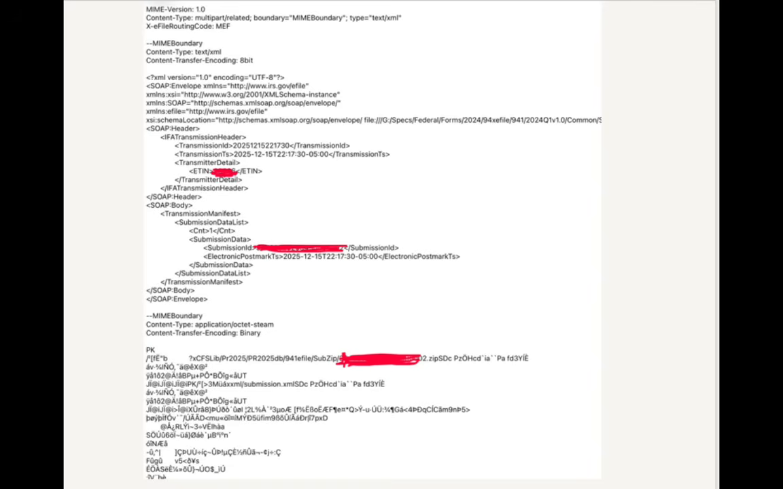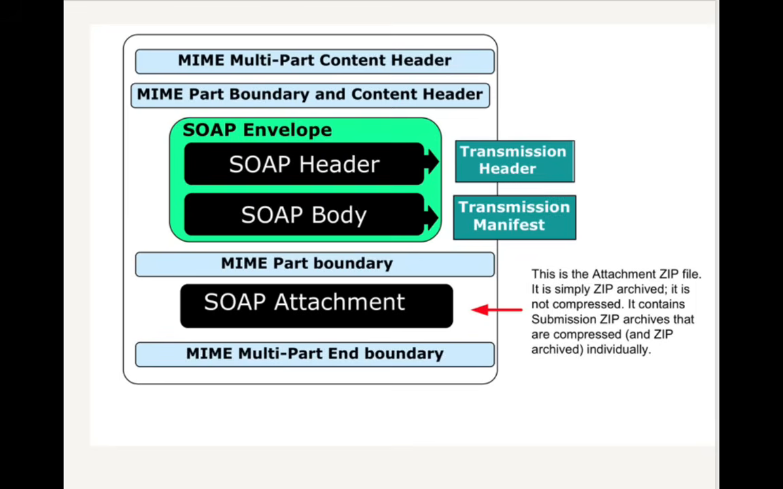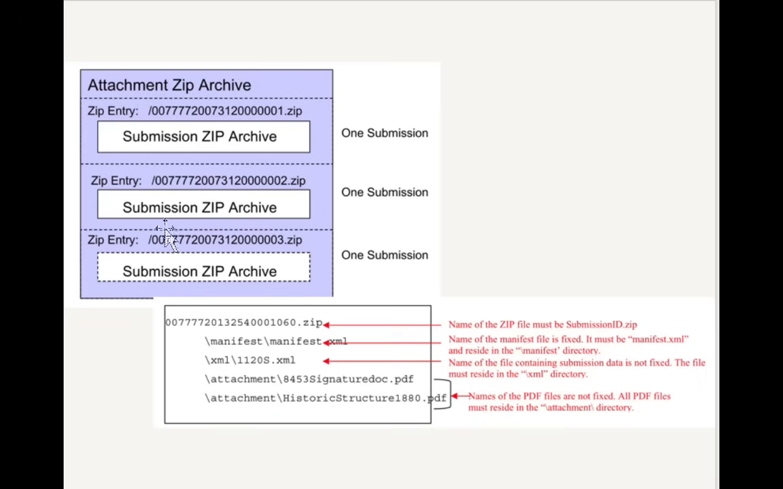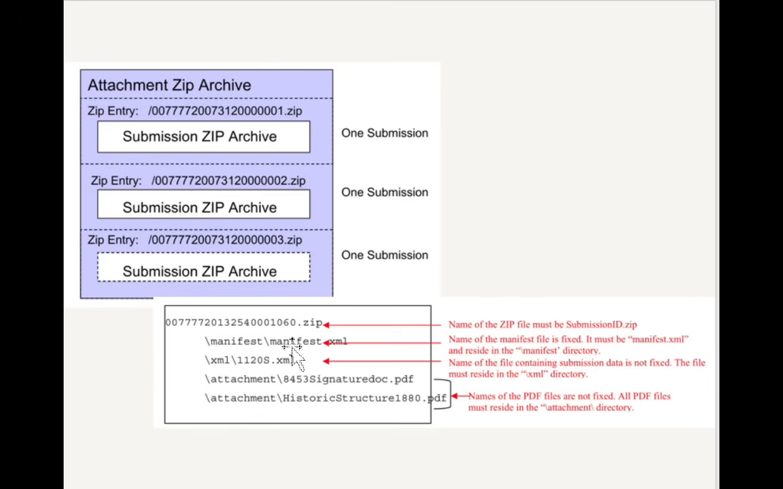But again, to summarize, the overall format is this. Over here, you need to follow this format. There could be multiple submissions in this format, and each submission should have this structure: manifest, the tax return itself, and any associated attachments.